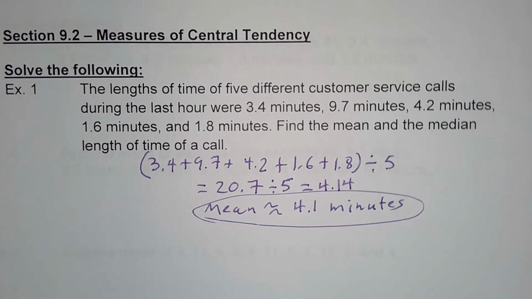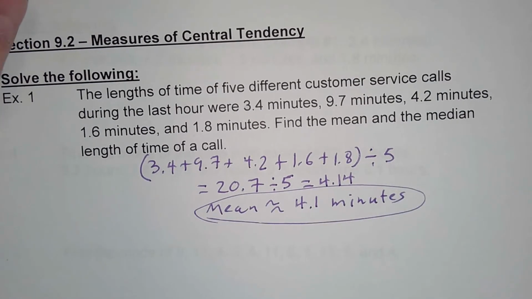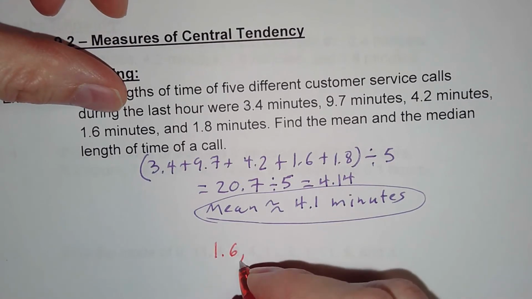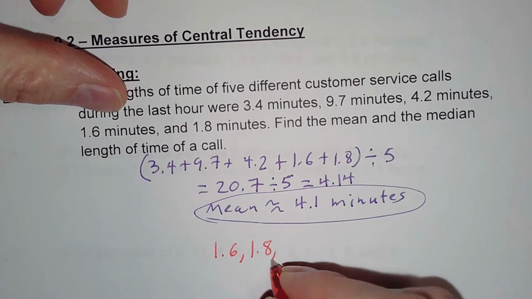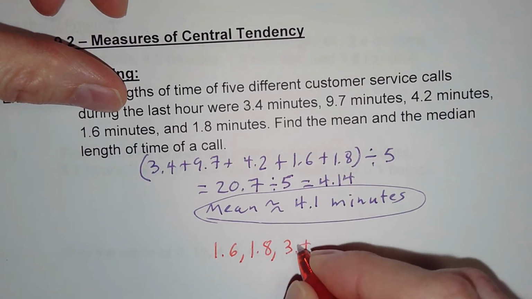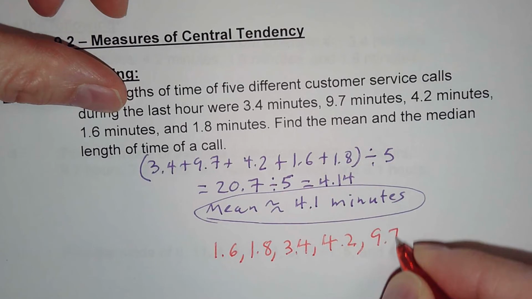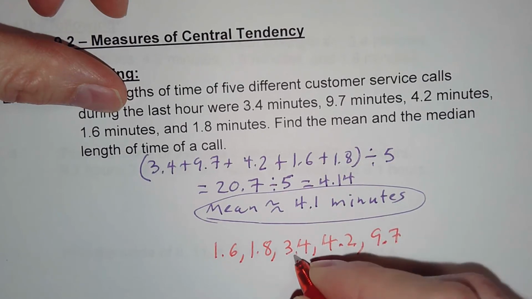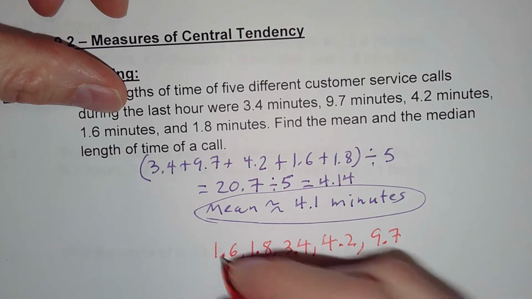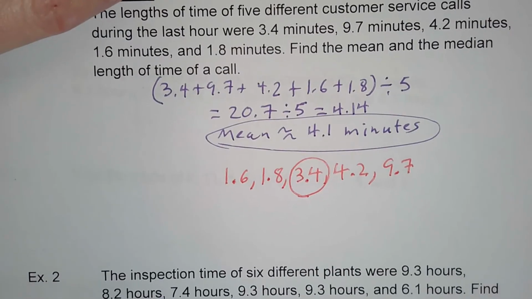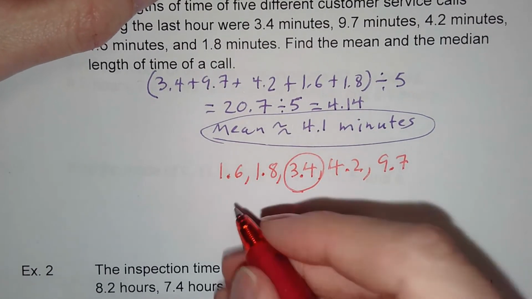Now to do the median, I need to have my numbers listed from smallest to largest. So 1.6 is the smallest, then 1.8, then 3.4, then 4.2, and then 9.7. Here I have an odd number of numbers. So I have one middle number, it's 3.4. That will be our median.